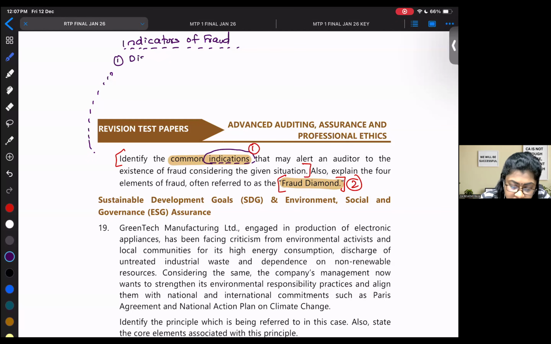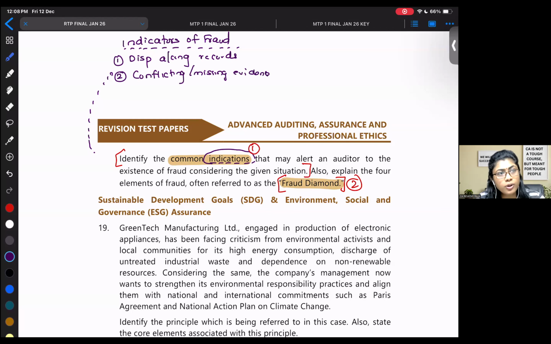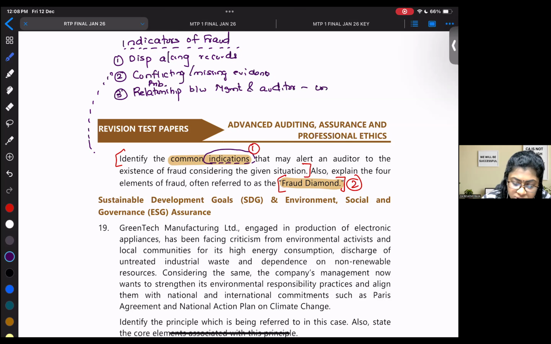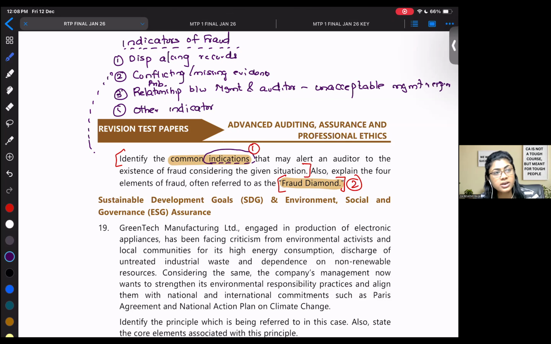First step, discrepancies in accounting records. Accounting records, there is discrepancies like delay, not matching. Next, conflicting or missing evidence. Altered documents. Very good. Then, problematic relationship between management and auditor, meaning unacceptable management response. One more, other indicators such as changes in accounting policy, frequent changes in suppliers.